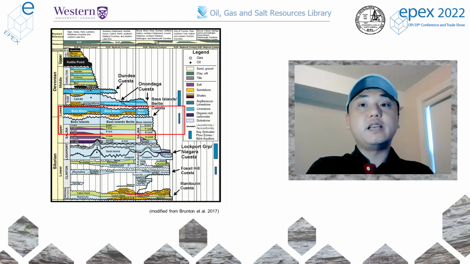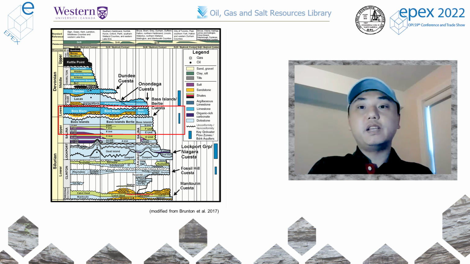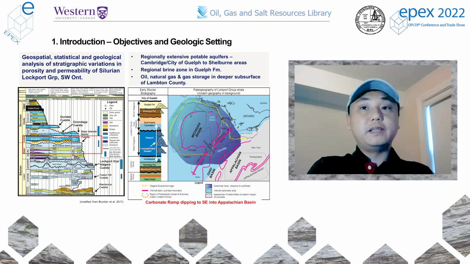The targeted units include the Salina A-1 Carbonate and the Lockport Group that comprises 4 formations from base to top, including the Gasport, Gold Island, Eramosa, and Guelph formations as marked by the red box. Lockport Group is the most significant potable bedrock groundwater resource in southwestern Ontario, and it is also the most important oil and gas reservoirs and subsurface gas storage units.